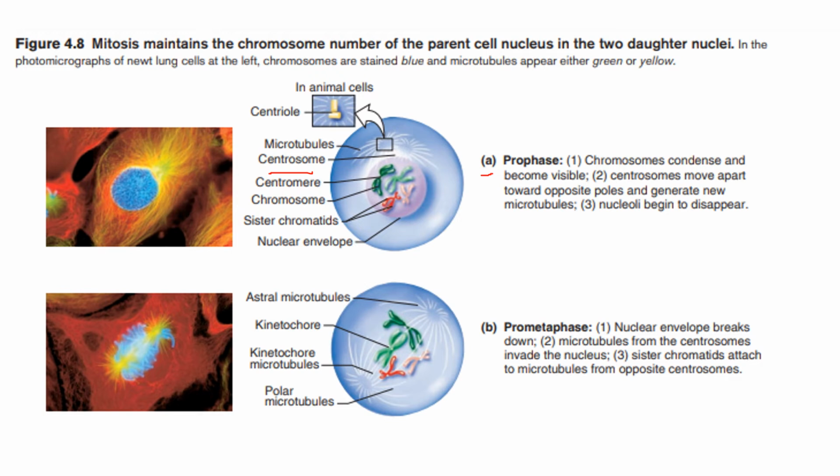In prometaphase, the nuclear envelope breaks down. The microtubules from the centrosome invade the nucleus, and the sister chromatids attach to microtubules from opposite centrosomes.